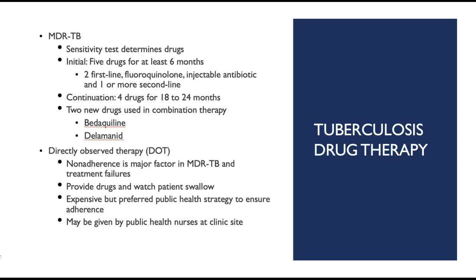So with multi-drug resistant tuberculosis, the sensitivity test determines the medications used. In the initial phase, 5 medications are used for at least 6 months: 2 first-line medications with a fluoroquinolone, which is a type of antibiotic, an injectable antibiotic, and 1 or more second-line. Continuation is going to include 4 medications for 18 to 24 months. There are 2 new drugs for combination therapy, bedaquiline and delamanid.